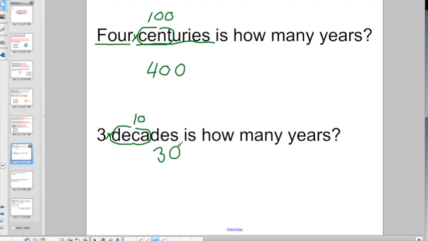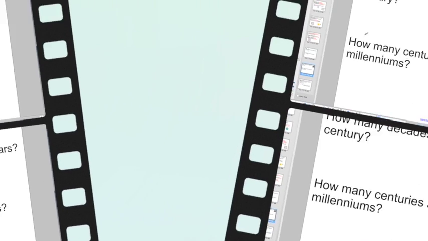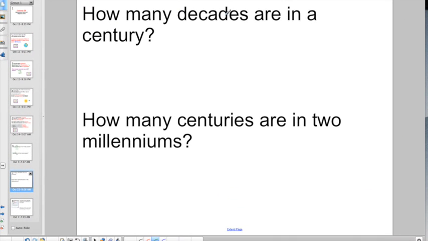That's not too tough. But you got to remember what these words mean, or you got to know where to go and find them. So how many decades are in a century? Well, we learned on that other page there's 10 years in a decade, and they want to know how many tens are in a century, which means 100. So you got to think about it. If I asked you, how many tens are in 100? Well, we count by tens in mental math, and we should be able to figure out that there's 10 tens in 100. 10 decades make up a century.